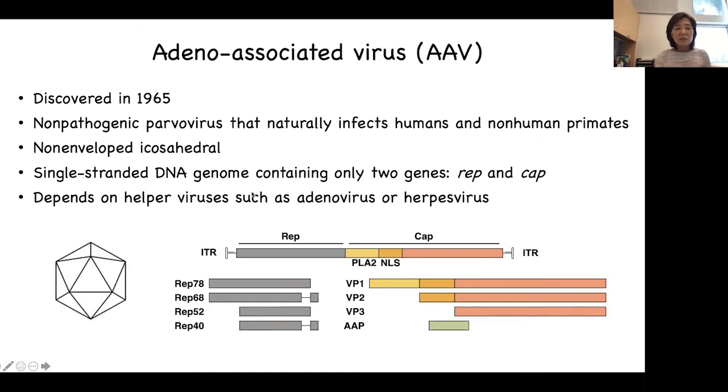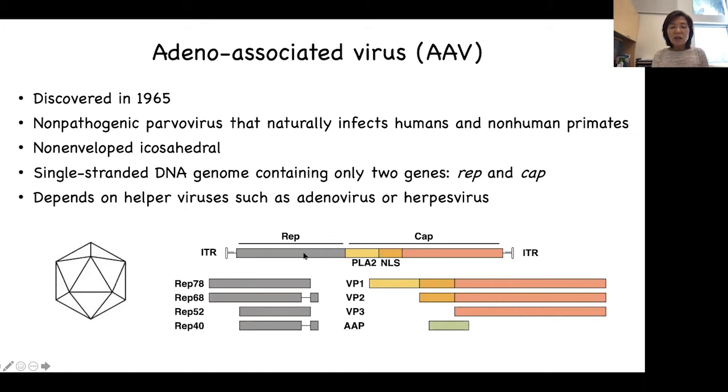I talked about this AAV, and AAV is a non-enveloped, icosahedral virus, so it does not have a lipid membrane. And it's a DNA virus, and it has only 2 genes, Rep and Cap. But it depends on helper viruses like adenovirus or herpes virus, or helper proteins. You can provide these as proteins instead of a whole adenovirus or herpes virus. So it has only 2 genes.